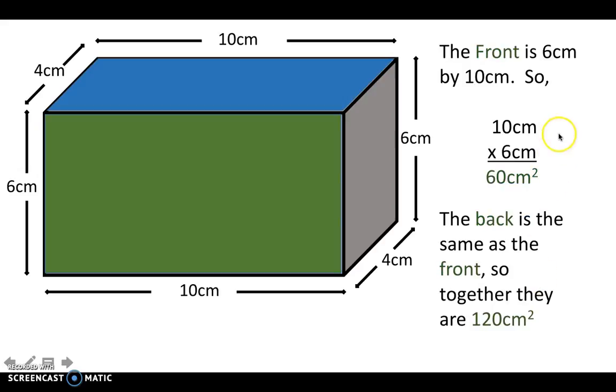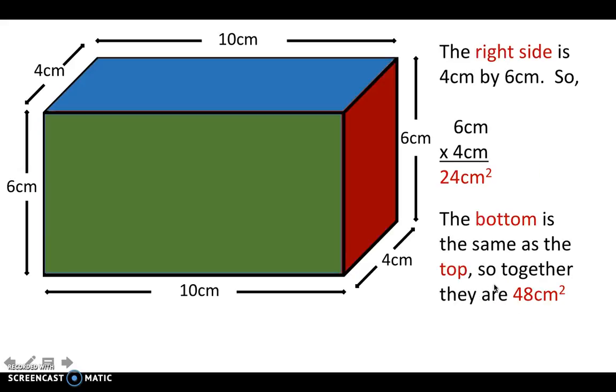Real similar here with the front. We find out that the front is 6 centimeters by 10 centimeters. So we multiply, and remember, we have to multiply the centimeters and the centimeters. That gives us centimeters squared, and we end up with 60 centimeters squared. Similar to the top and bottom, the back and front are the same, so together they add up to 120 centimeters squared.